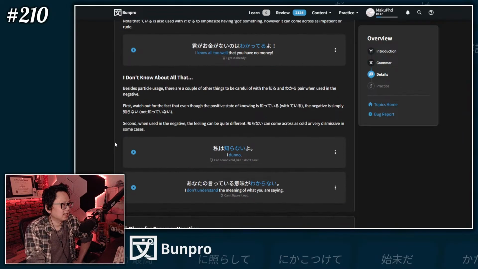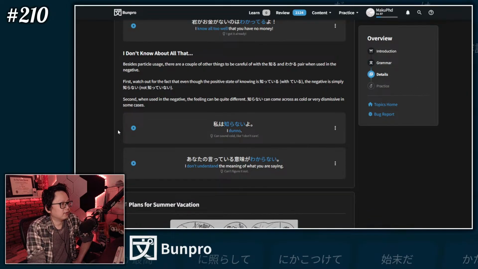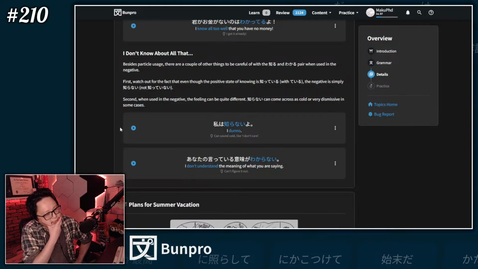Let's find out. First, watch out for the fact that even though the positive state of knowing is shiteiru with teiru, the negative is simply shiranai, right? Like not shiteinai. Oof. Yeah, shiranai. Second, when used in negative, the feeling can be quite different. Shiranai can come across as cold or very... Oh! It's the other way around. Oh, no. Sorry. It's the other way around. I totally got it backwards, which is what happens often.